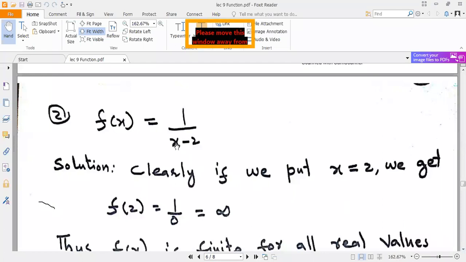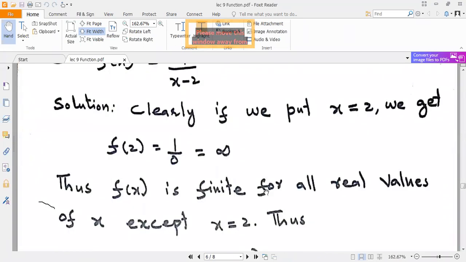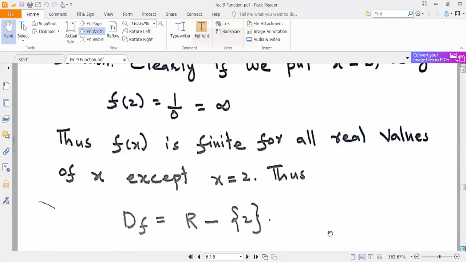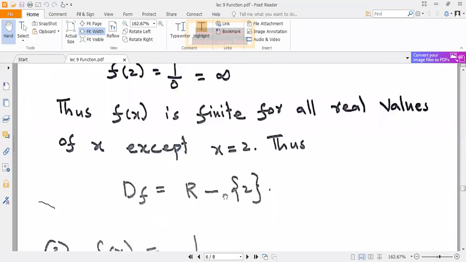Again, you put any other value, maybe put 3. 3 minus 2 is 1. If you put 5 minus 2, or minus 2 minus 2, that is 1 upon minus 4, not infinity. It means all real numbers are in the domain of the function except this number 2. Thus f of x is finite for all real values of x except x equal to 2. Thus the domain of this function is R minus {2}, meaning all real numbers except 2 removed from here.